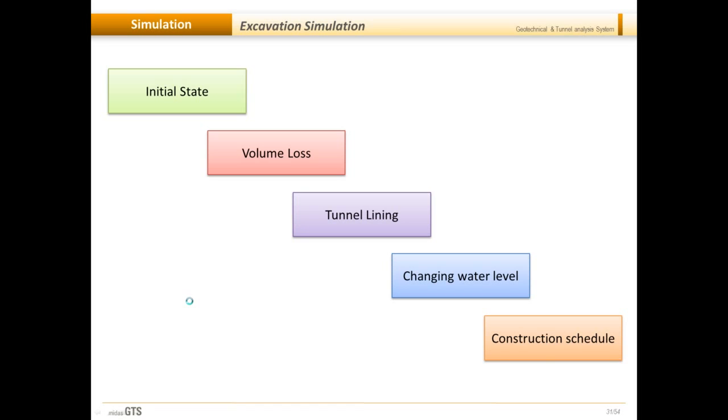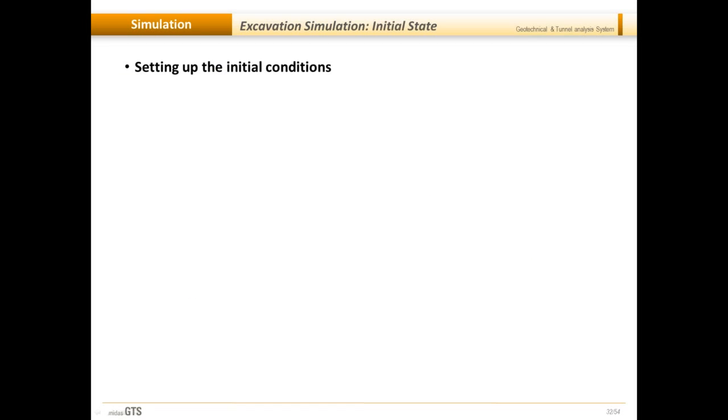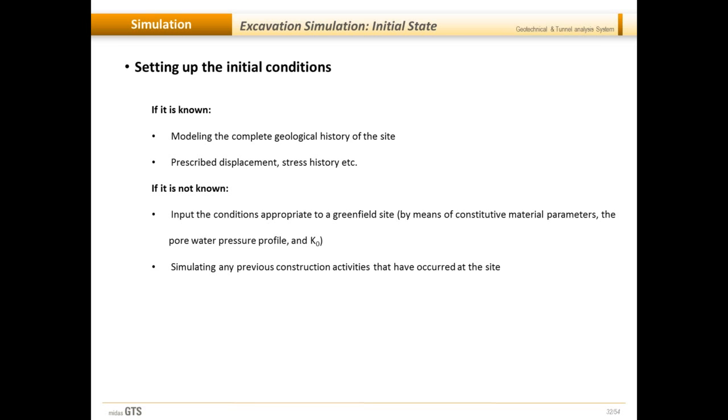So starting with initial state. Setting up of initial conditions is very crucial. What happens is, if we know what the history of the soil strata has been, then we should model it accurately. If we know what stress paths or stresses or prescribed displacement has already gone through the soil strata, then we should apply that onto the model in the very first stage. But most of the times, for practical applications, these details are not known to the engineers. We have very limited data at times.